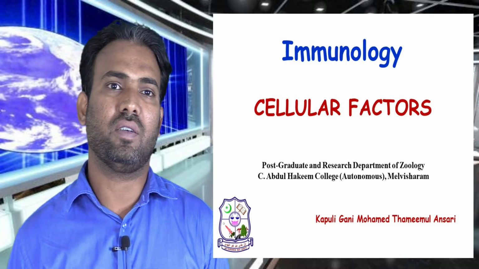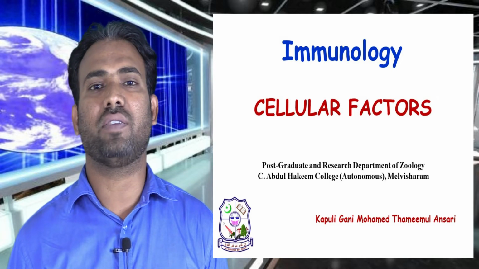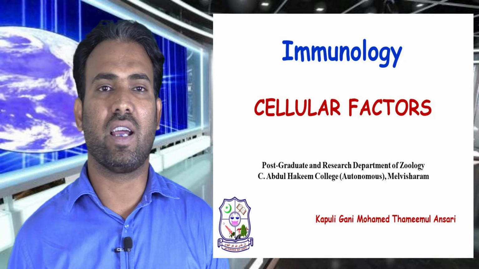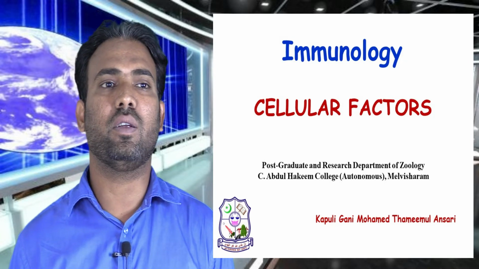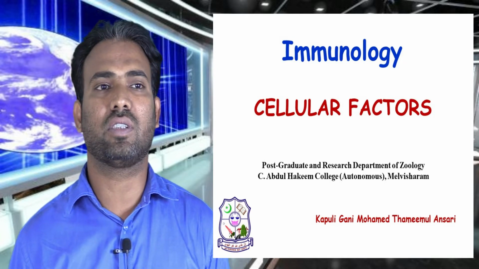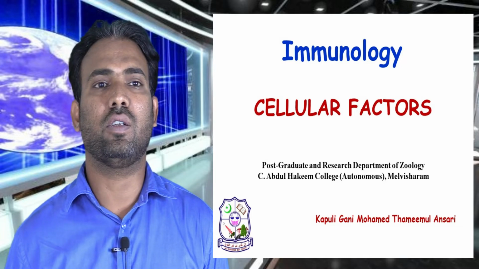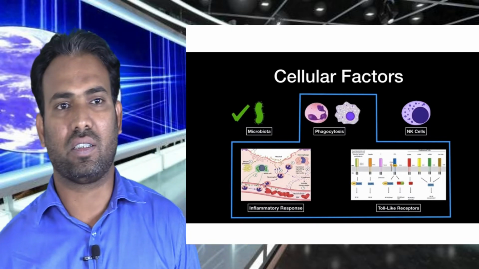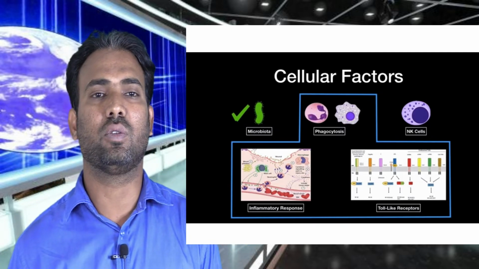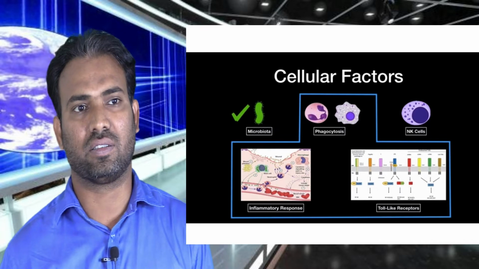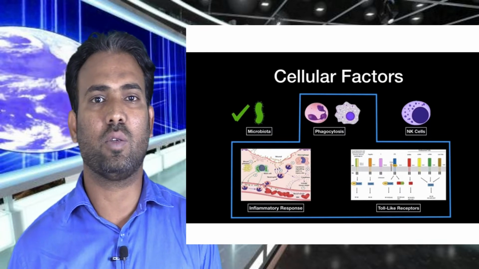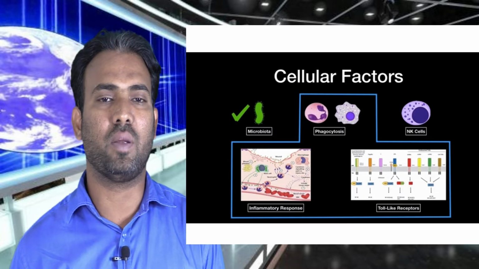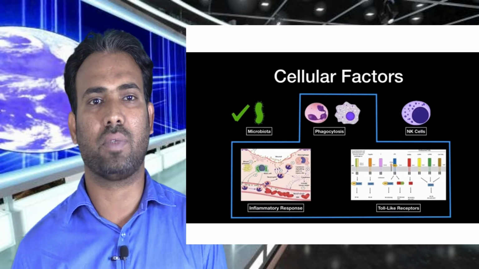In the last session we looked into the general factors, which are of three types. You can refer to the earlier session video. Today we are going to discuss the cellular factors. The cellular factors have 5 different types: the microbiota, the natural killer cells (NK cells), phagocytosis, inflammatory responses and toll-like receptors.